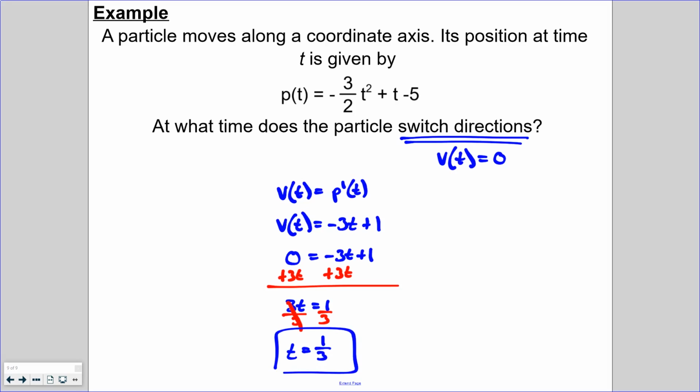All right, folks, that is it. That is determining when a particle is moving left or right.